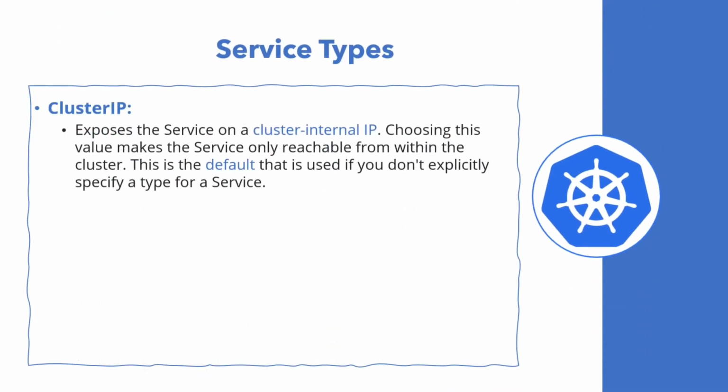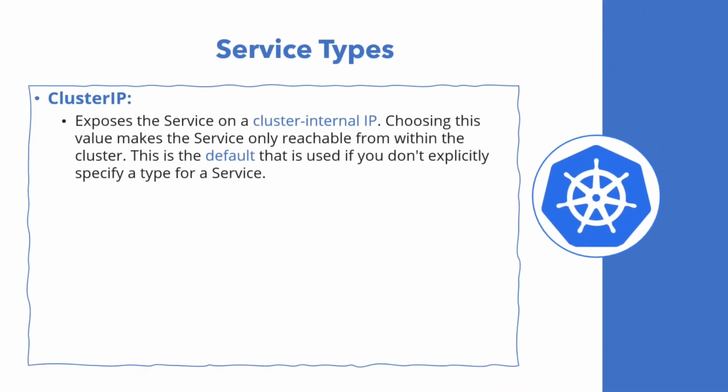Now let's talk about the service types. The first service type is cluster IP, which exposes the service on a cluster internal IP, which you have to remember and differentiate. It's a cluster internal IP. Choosing this value makes the service only reachable from within the cluster. This is the default that is used if you do not explicitly specify a type for a service.